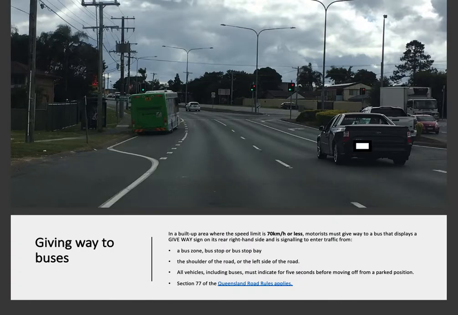Giving way to buses. In a built-up area where the speed limit is 70 kilometers or less, motorists must give way to a bus that displays a give-way sign on its rear right-hand side and is signaling to enter traffic from a bus zone, bus stop, or bus stop bay, the shoulder of the road or the left side of the road. All vehicles, including buses, must indicate for 5 seconds before moving off from a parked position.